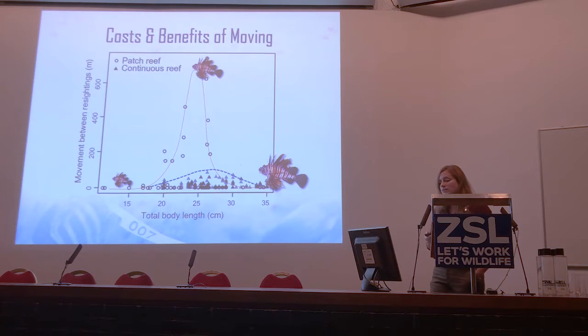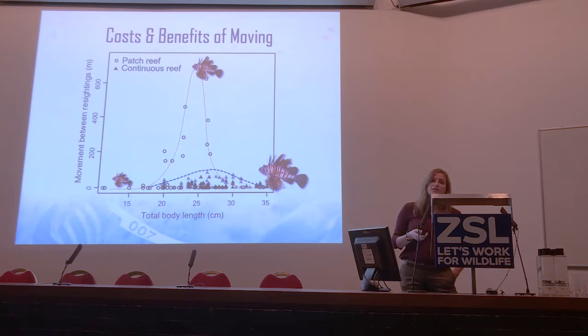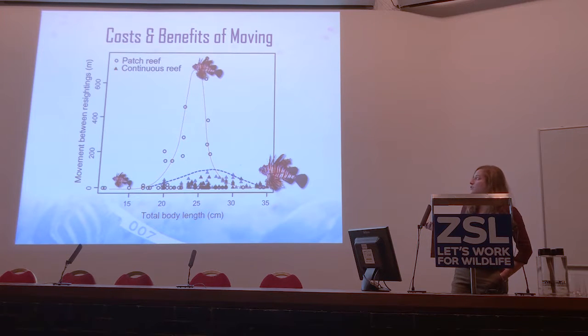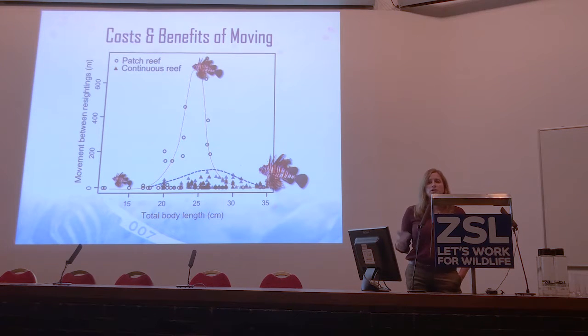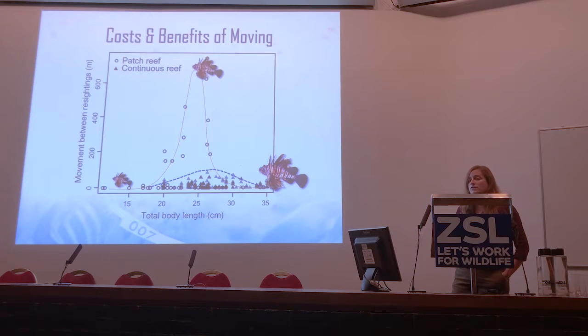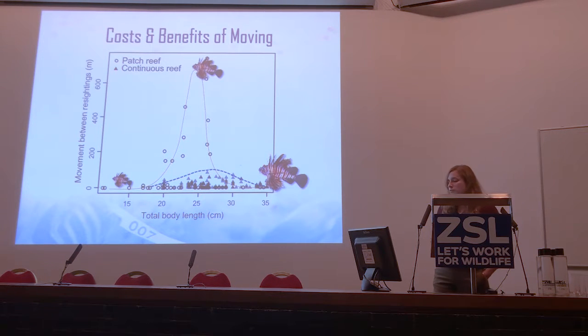When we looked at movement as a function of body size, we see that it's actually these intermediately sized fish that are responsible for the bulk of movement, both in patch habitat and to a lesser degree in the continuous reef habitat down here. And it seems counterintuitive at first, because most ecologists expect that larger individuals will have a larger capacity for dispersal. And this is true, but it does make sense if you think about it in terms of the costs and benefits of movement.